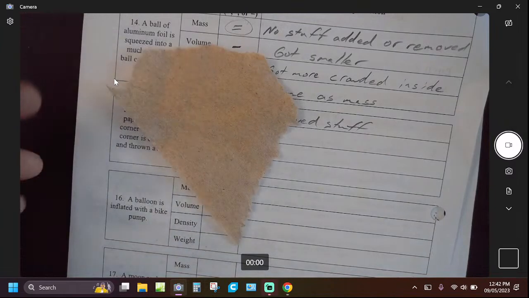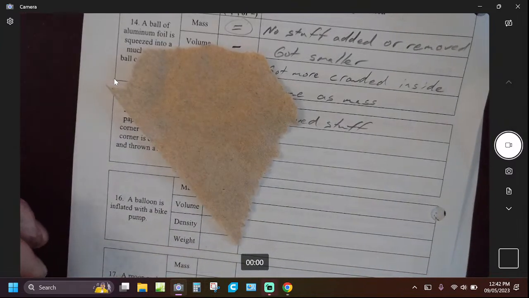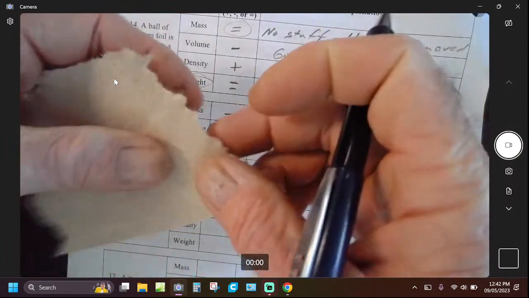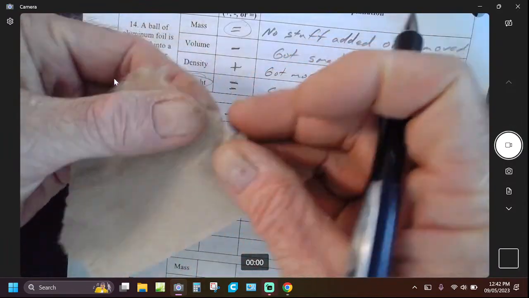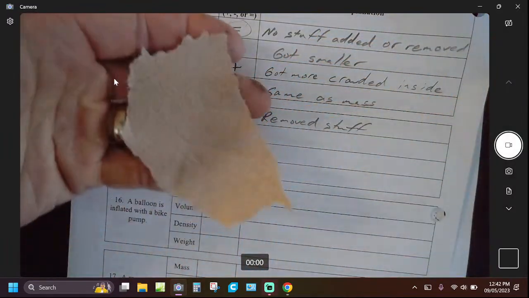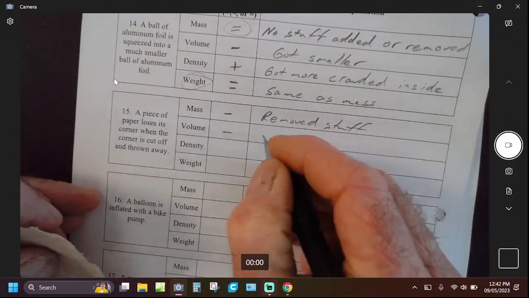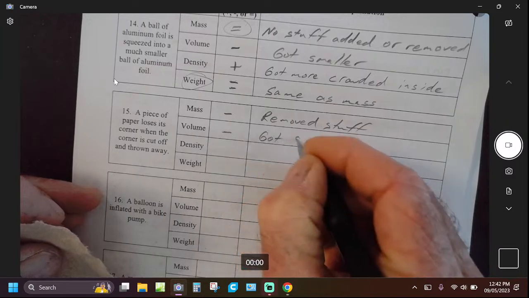How about the volume? How about the size of this? Does it take up more space or less space or the same space? I'd say less. Yeah, I'll do it again. Look at how much space it takes up. No, it doesn't take up as much space. So the volume decreased. Got smaller.